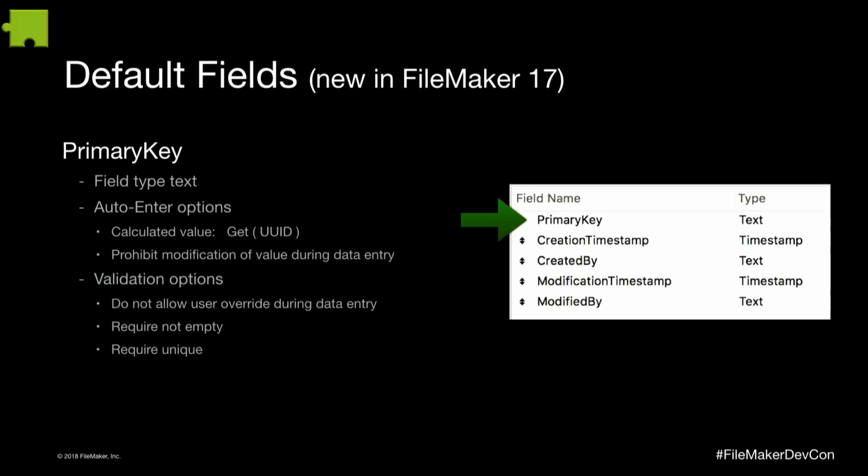And it's been set up for you automatically as a text field that auto-enters Get(UUID), and is set with all of the auto-entry and validation options that should be set for a primary key. So that gets given to you for free. And this answers the question I've been asked in courses for years, and that is, if you think, David Head, that FileMaker or that primary keys are so important for every table, why doesn't FileMaker just give you one? And FileMaker 17 came out and I said, yeah, it does. So now you get one for free.